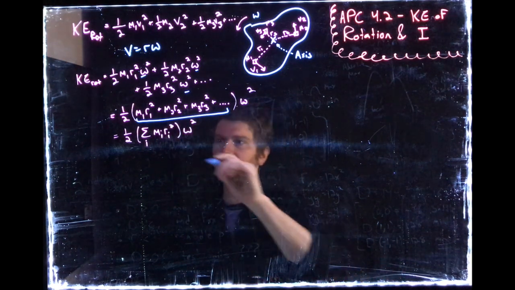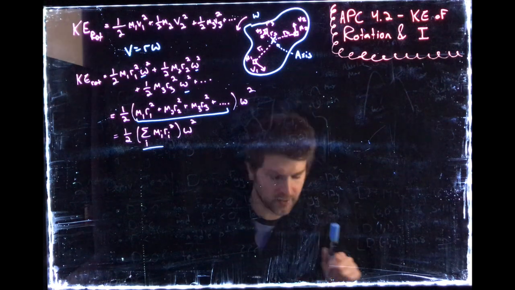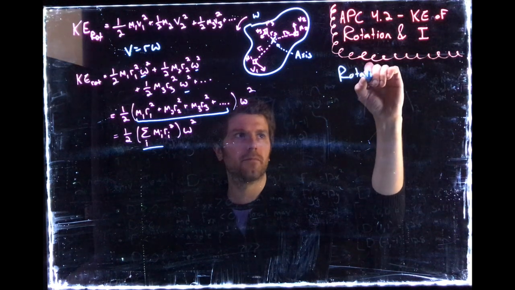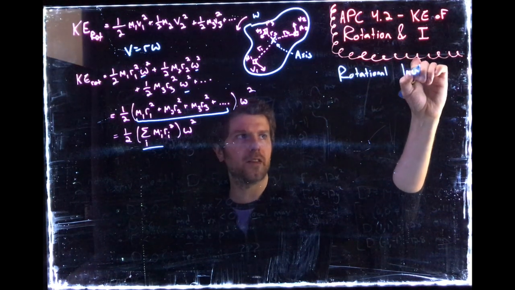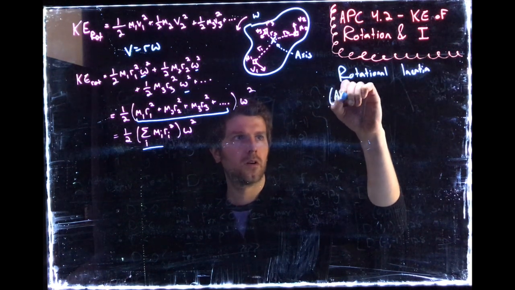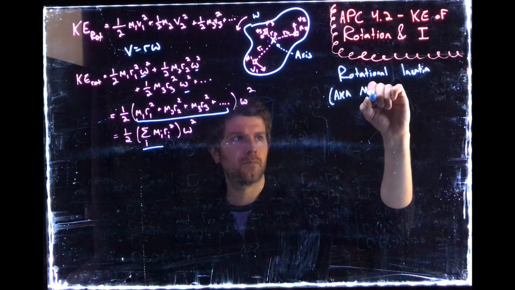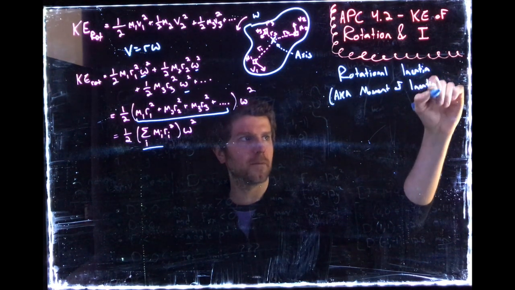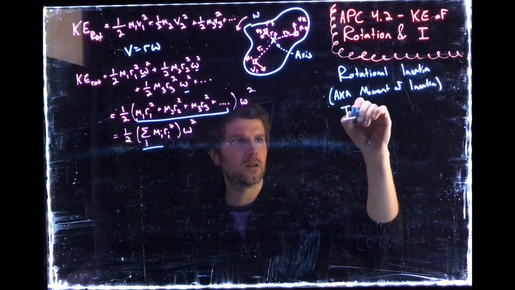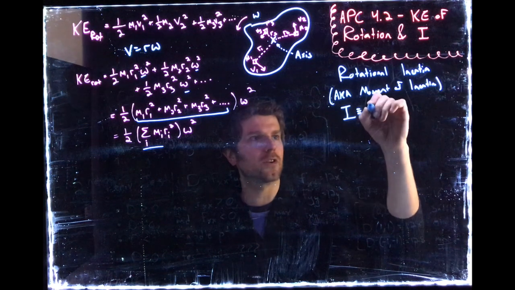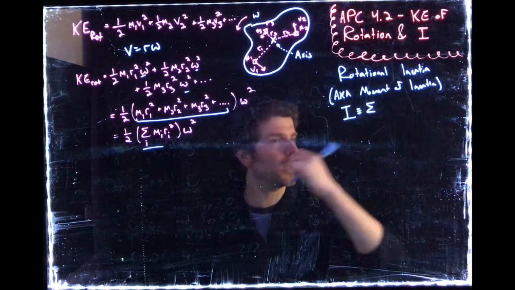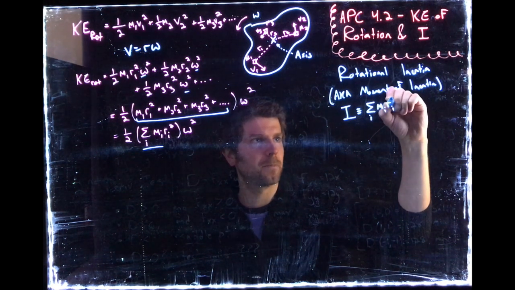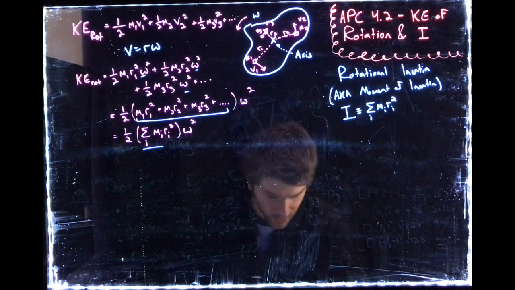And we're going to take this little quantity here and give it a new name, and this name happens to be the rotational inertia. It also goes by the name moment of inertia. You'll see those interchangeably. And it is defined as the sum of all the M R squareds for an object. So however many parts an object has, I'm going to add up all of the M R squareds for it.